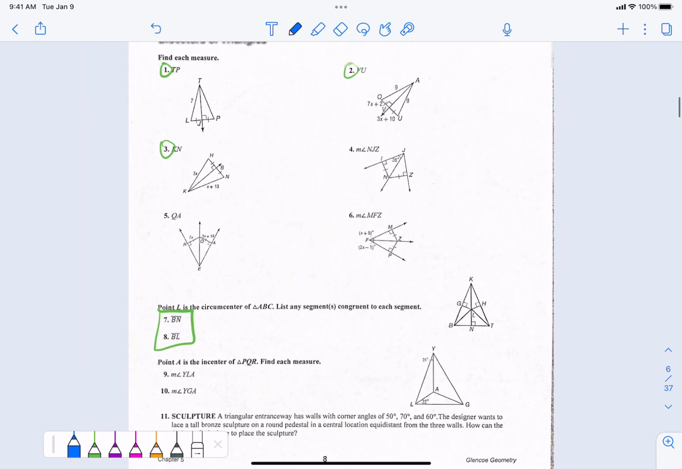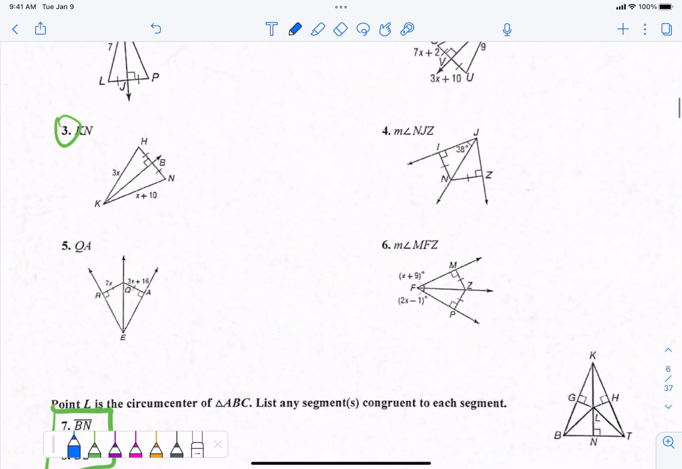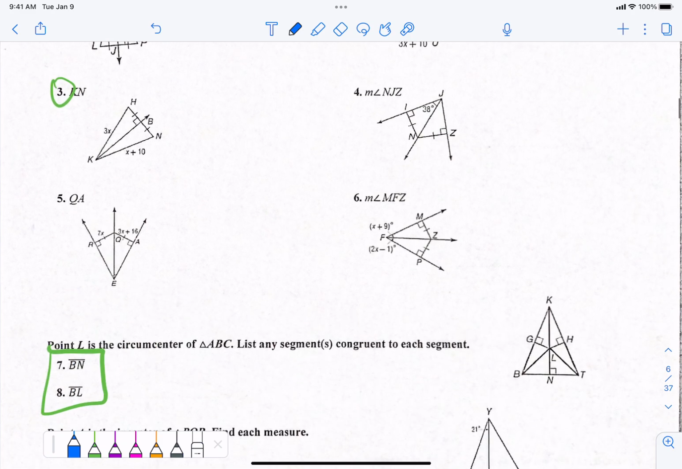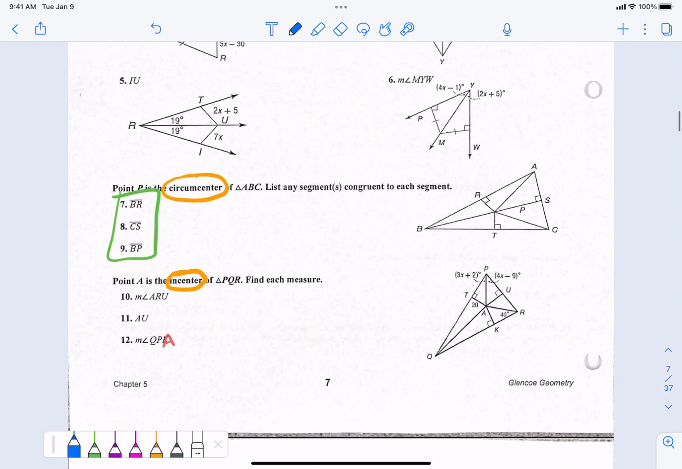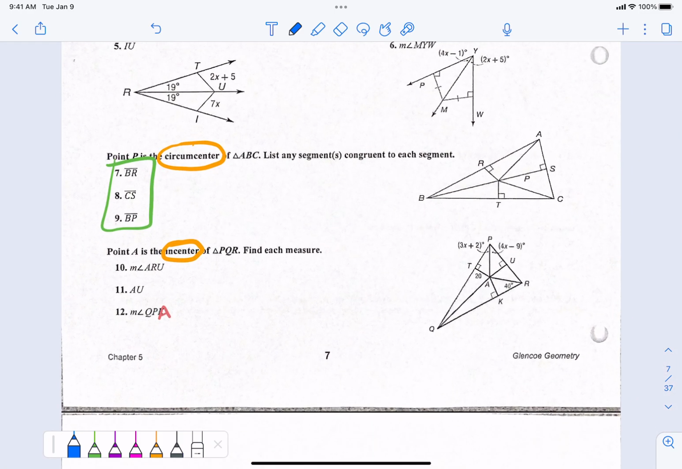Okay, so don't cross off the other ones. We'll do those tomorrow. But 1, 2, 3, and 7 and 8, those are what involve circumcenter. Got it? The other ones are going to be incenter, which is what we're going to learn tomorrow. Okay? On the back side is 1, 2, 3, and 7, 8, 9. Those are all circumcenter. Okay? On skills practice is 1, 2, 3, 7, 8, 9.